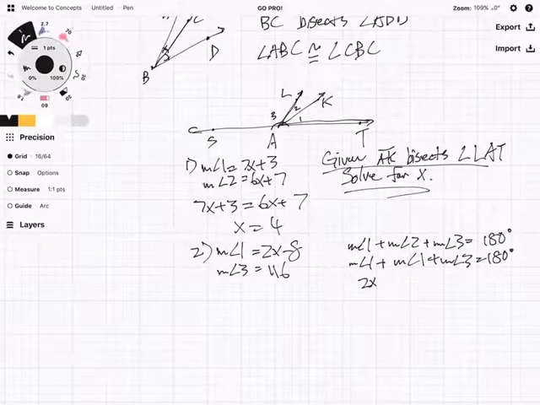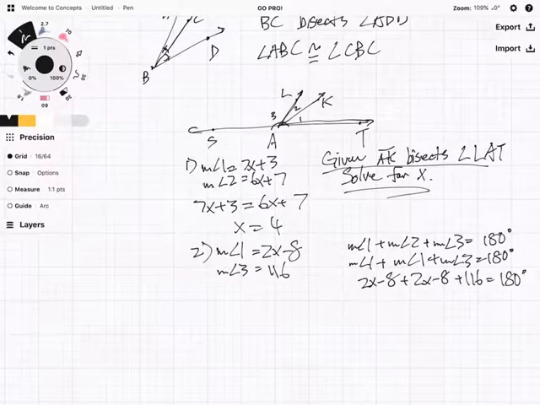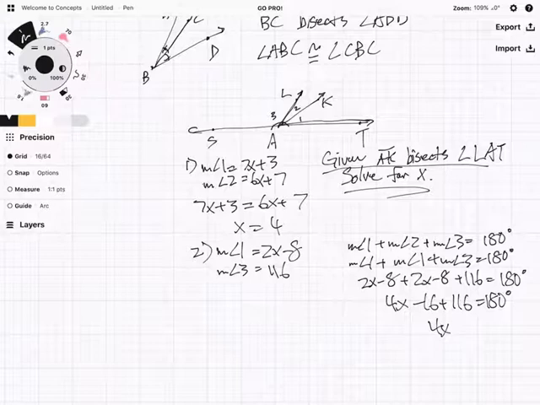So 2x minus 8 plus 2x minus 8 plus 116 equals 180 degrees. So we have 4x minus 16 plus 116 equals 180 degrees. So if you combine negative 16 and 116, you get 100. Take away 100 from both sides, 4x equals 80 degrees, and x equals 20. So there you have it. x equals 20, and that's the numerical value.